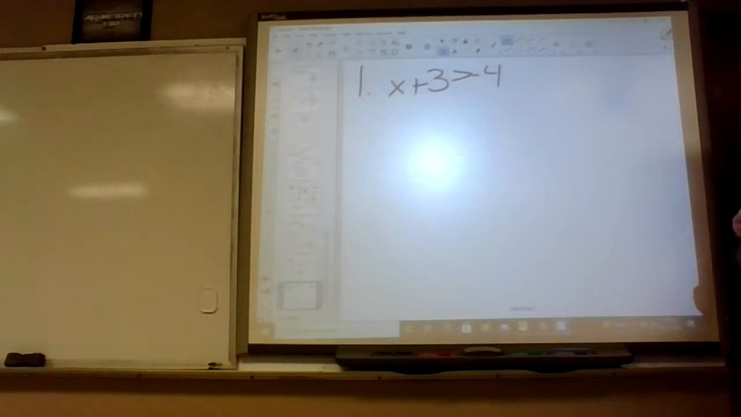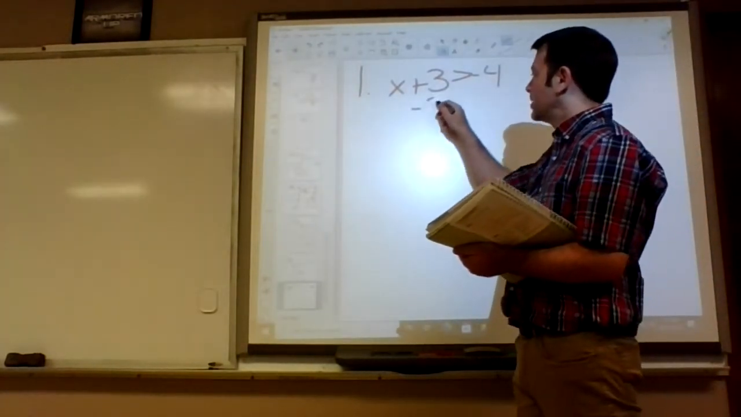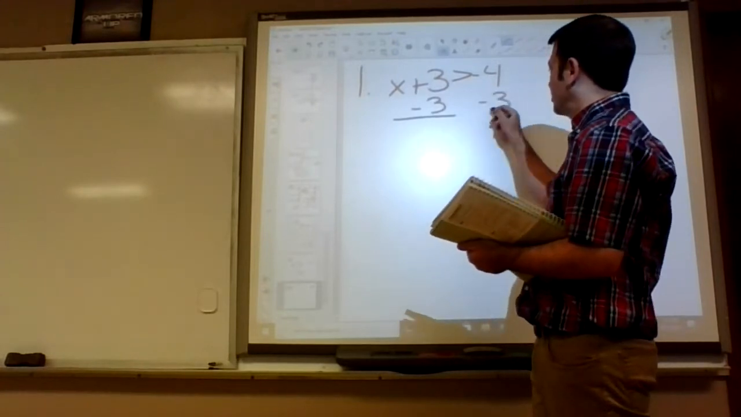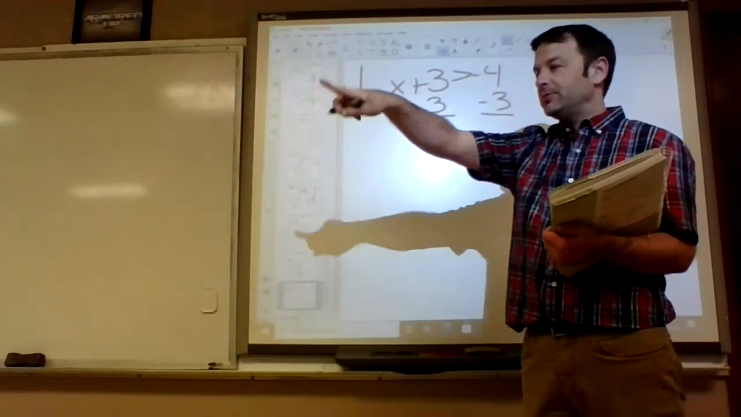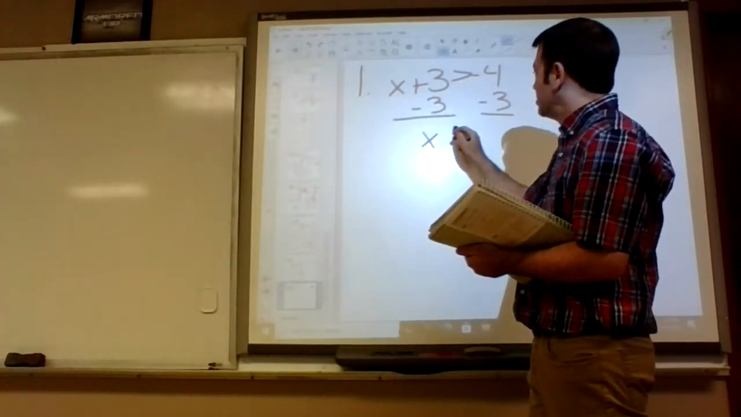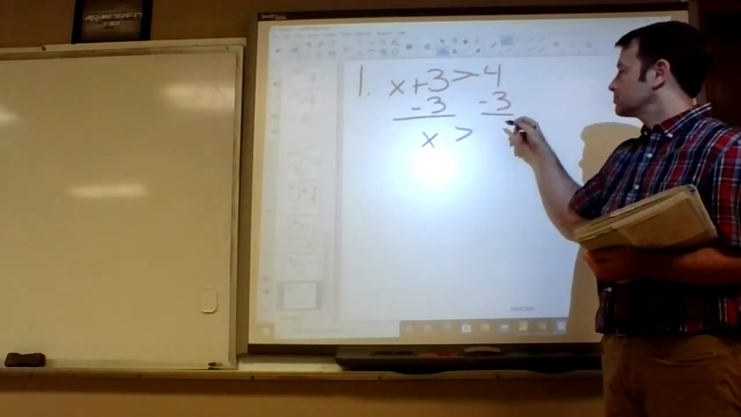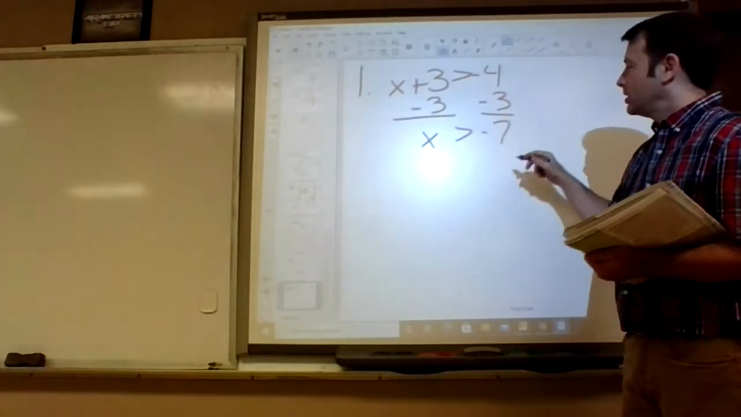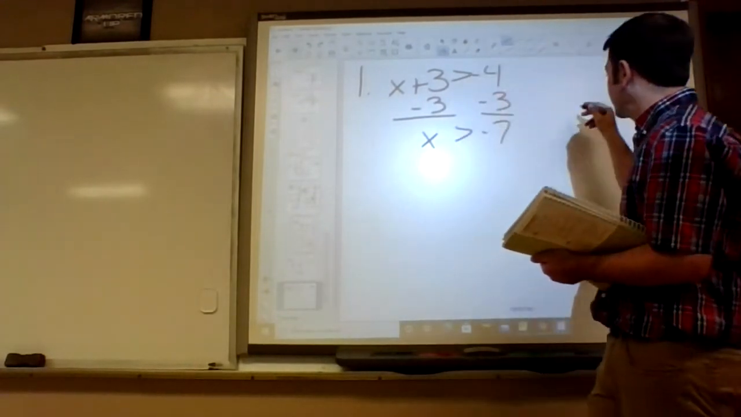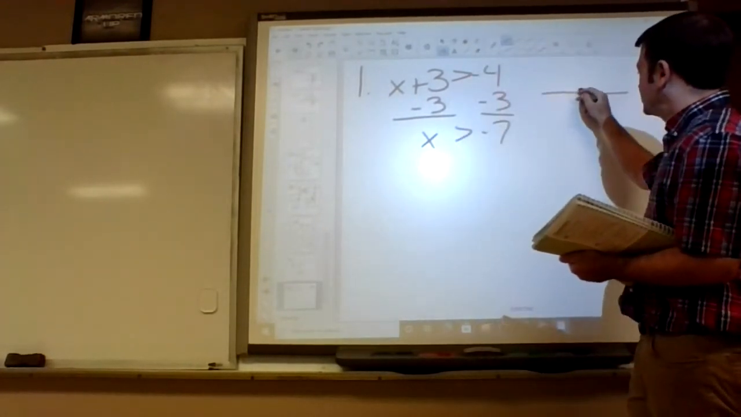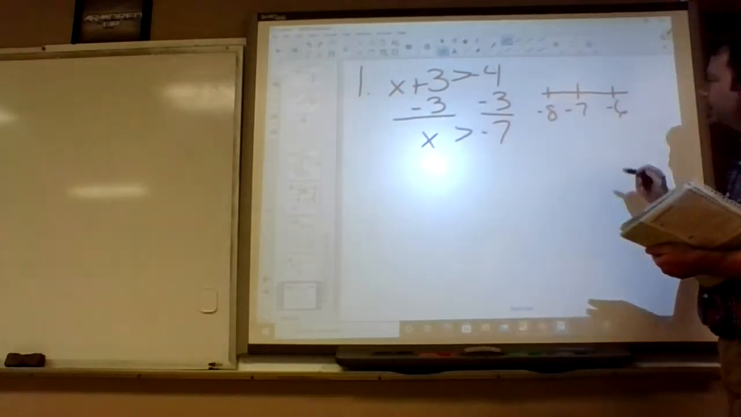What's my one step on number 1? Minus 3. Let's go around the horn. We'll do the guys and then we'll come around to the girls. What's negative 4 minus 3? Negative 7. And the directions on the first section say graph it, so do a little graph like this.